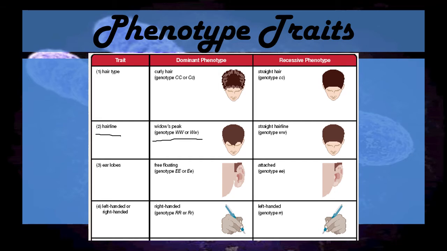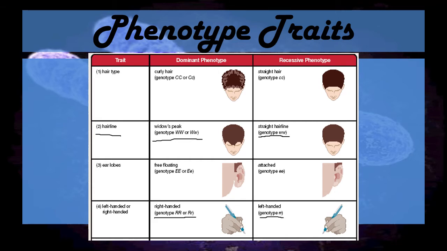However, if both parents were able to pass along the recessive gene, because remember when we talked about genes, each parent passes along half of their own genetic material, so if they each give that half that's recessive, they have a straight hairline. Like I said, hair type could be curly or straight. Free floating ear, whether it's attached or free floating, or being left or right handed are also traits that get passed along. If you're right handed, chances are you have this type of phenotype. If you're left handed, you might have this.